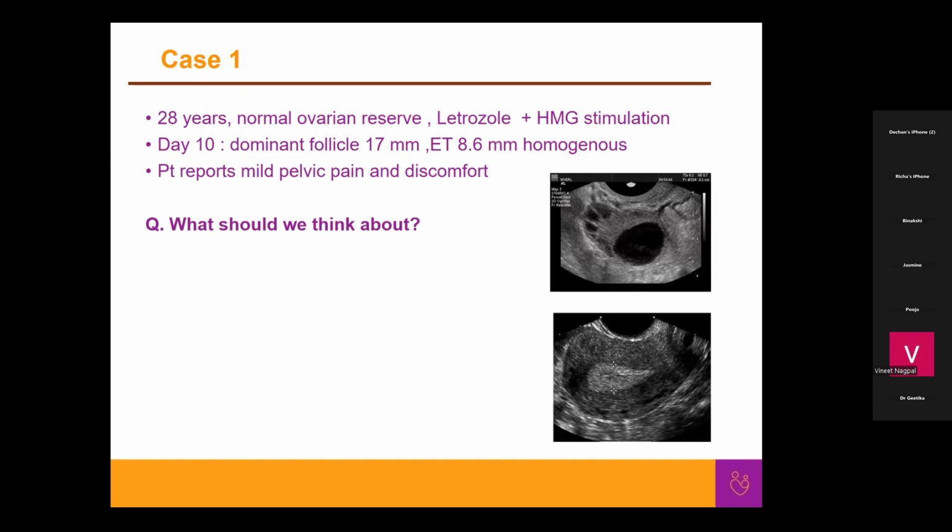So this is a case of a 28 year old, normal ovarian reserve. The cycle was started with letrozole and HMG stimulation. On day 10, a dominant follicle of 17 millimeter was there and endometrium was 8.6, homogeneous. The patient reports mild pelvic pain and discomfort. So what should we think about?